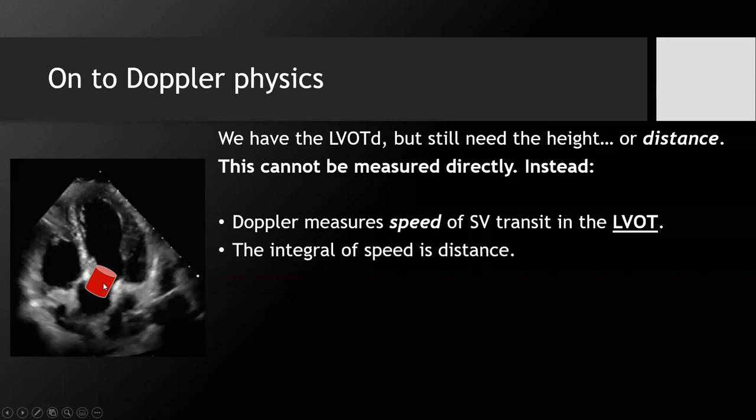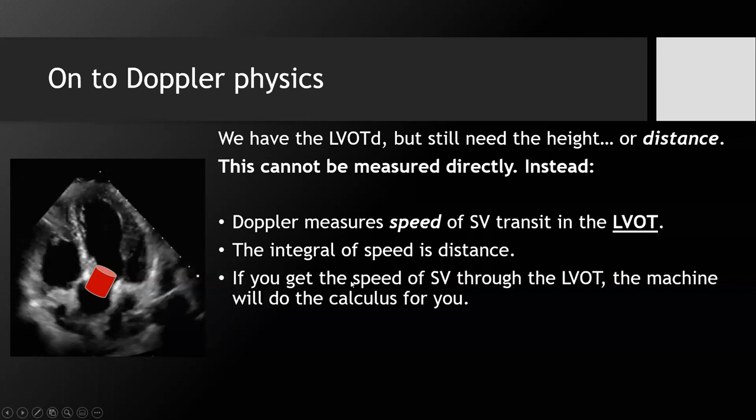And it plots it over time. And if you take the integral of that speed, and you don't have to do calculus because the machine does this for you, but the integral of speed is distance. And in that way, if you get the speed of the stroke volume through the LVOT, the machine will do this calculus for you, give you the distances traveled, and then you're done, right? And this is called the famous VTI that you've probably heard of, right? Hopefully now it makes at least intuitive sense. It's velocity time integral. You're getting the integral of the velocity through the LVOT over time.